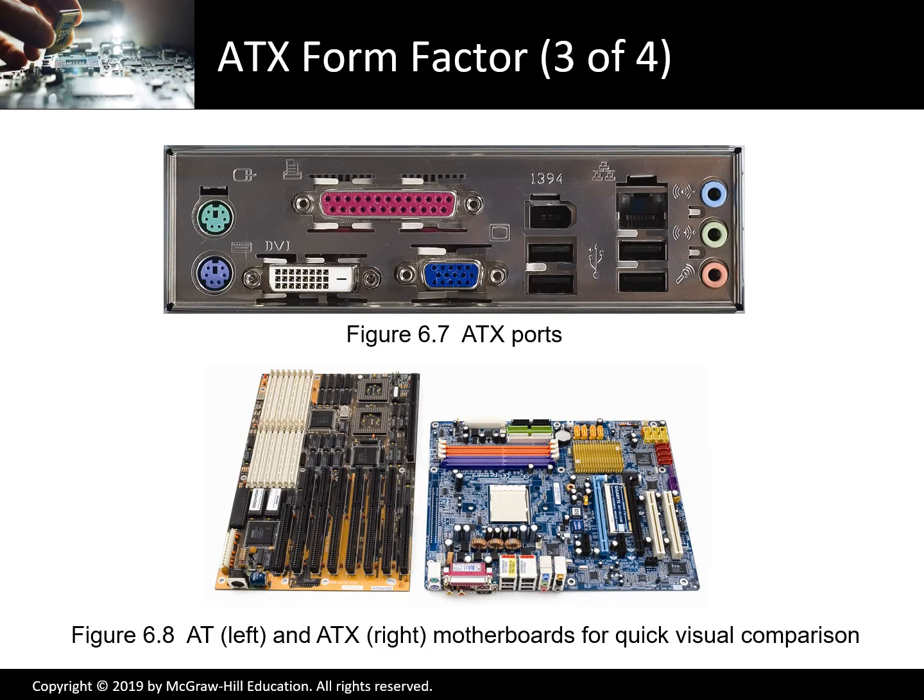Going forward, in the back, they started color coding the form factor. So I've got my keyboard, I've got my mouse, I've got my RS-232, I've got my DVI, I have my VGA, I have my USB slots, I've got a FireWire, I've got my Ethernet cable, RJ45, and I've got sound connectors.